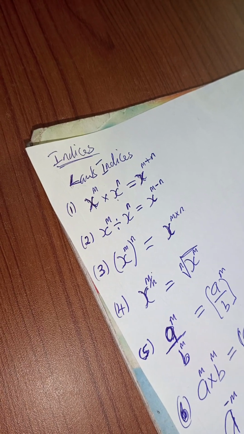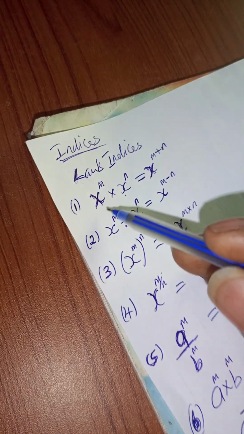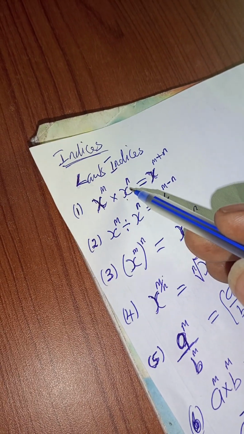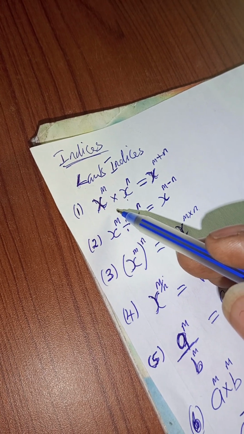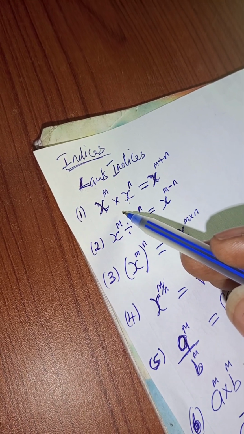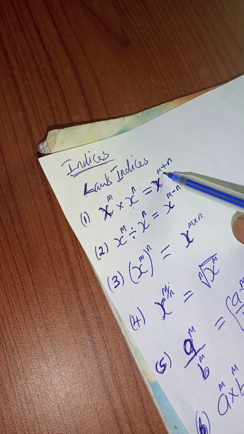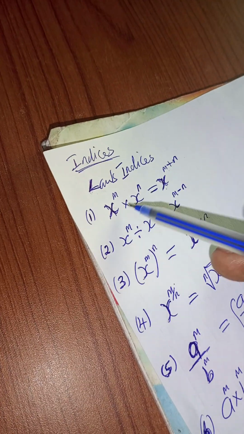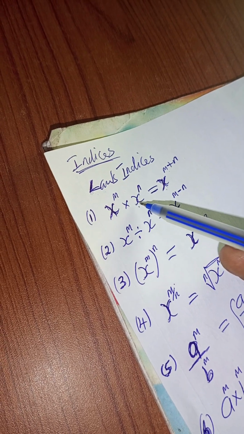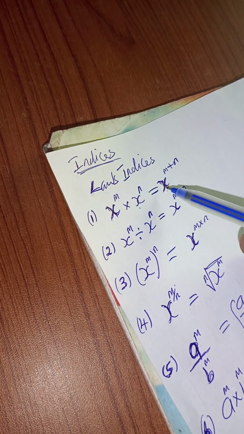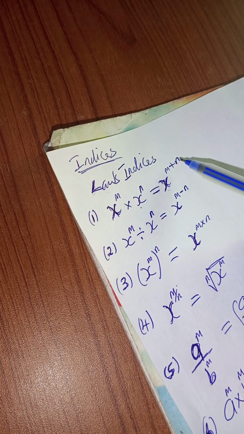particular question. The first one that we have here is that when we have x raised to power m times x raised to power n, we discover that the bases are equal. What the law says we should do is that we pick one of the bases, then we add up the powers. So that is why we said that x raised to power m times x raised to power n is equal to x raised to power m plus n.